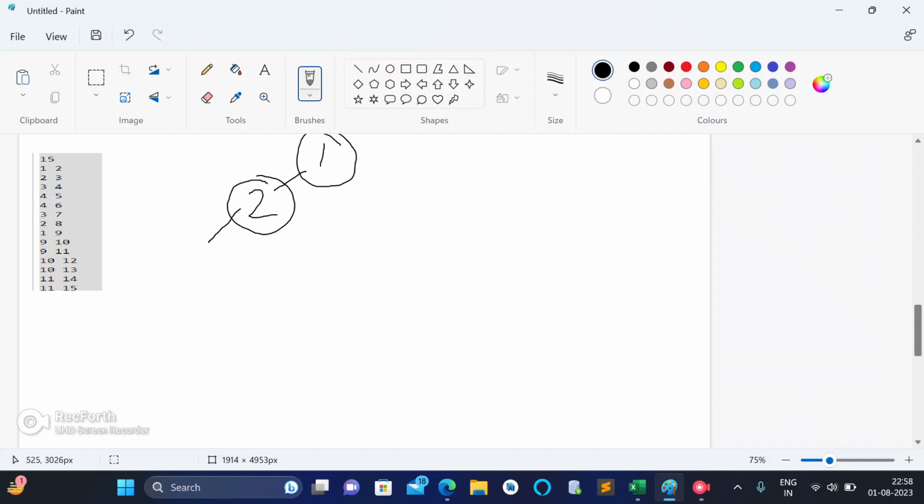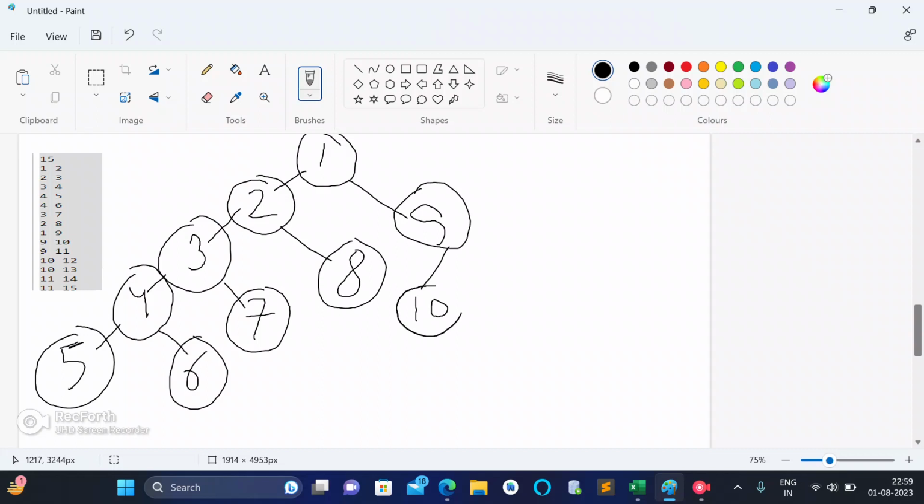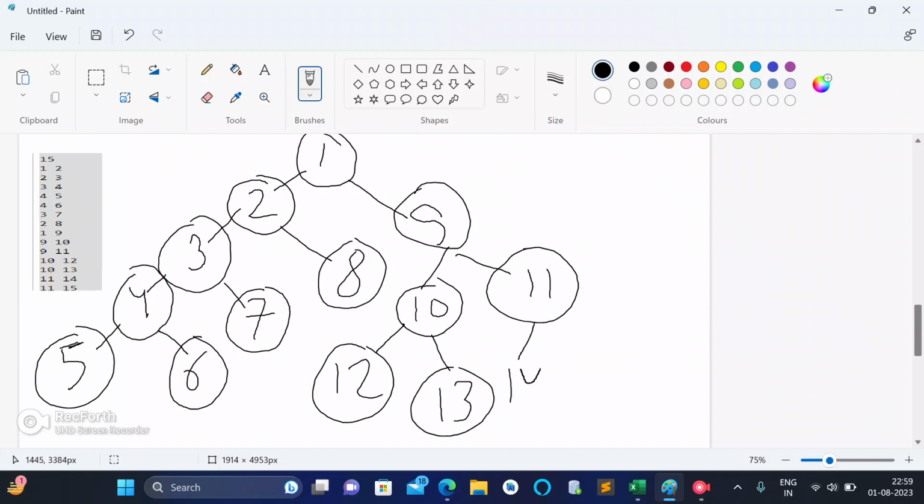So what we are given is 1 is connected to 2, 2 is connected to 3, 3 is connected to 4, 4 is connected to 5, 4 is connected to 6, 3 is connected to 7, 2 is connected to 8, then 1 is connected to 9, then 9 is connected to 10, and 9 is connected to 11, 10 is connected to 12, 10 is connected to 13, 11 is connected to 14, and 11 is connected to 15. So what should be your optimal approach?